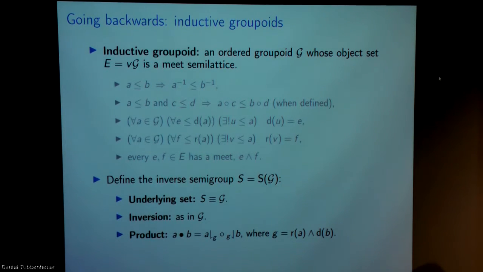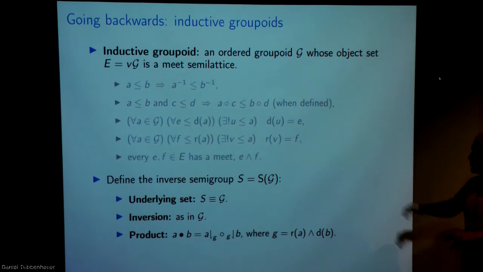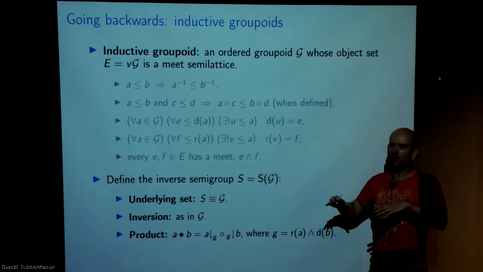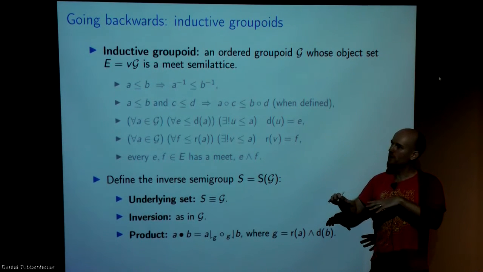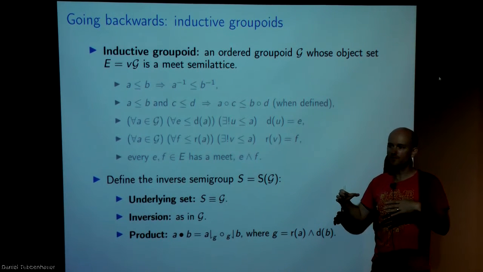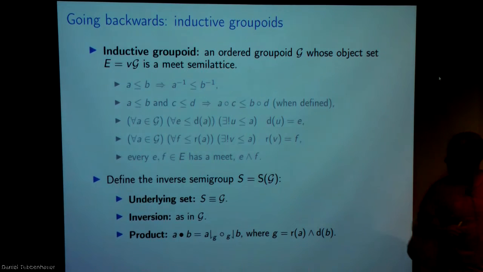Yes. So when you say the underlying set is the groupoid, it's the morphisms of the groupoid. So I'm thinking of groupoids as just an algebraic thing. So the main things of interest are the morphisms.